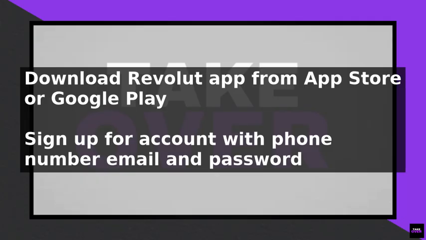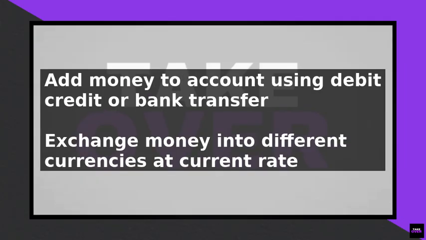After verifying your identity, you will be able to add money to your Revolut account using a debit or credit card, or by transferring money from your bank account. You can then use the Revolut app to exchange your money into different currencies, including euros, pounds, and dollars, at the current exchange rate.